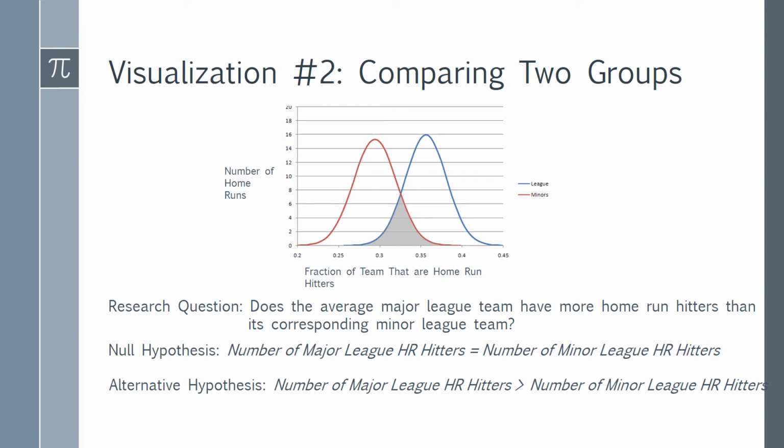So for our null hypothesis, the number of major league home run hitters is equal to the number of minor league home run hitters, and our alternative hypothesis, the number of major league home run hitters is greater than the number of minor league home run hitters.